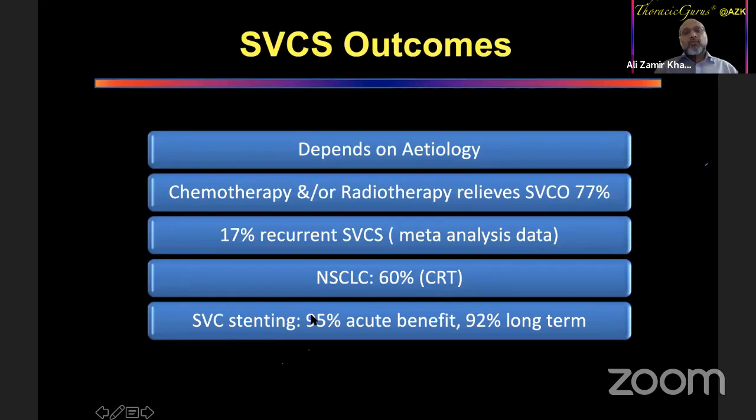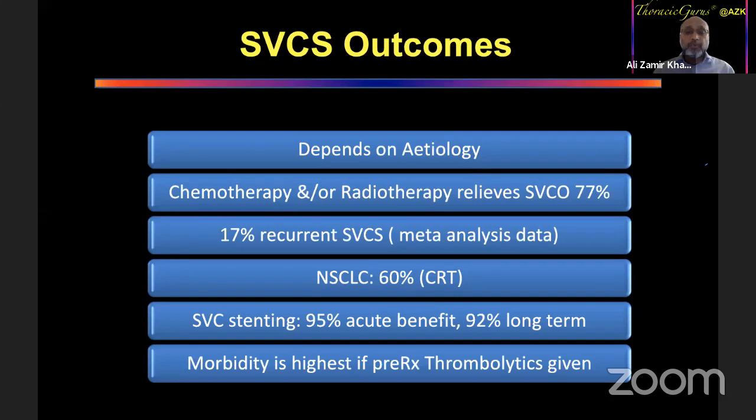SVC stenting works in 95% of people. Very, very good outcome, particularly when the patient is acutely compromised. And long-term as well, patency is maintained at 92%. So it's a very good technique and should be used if you've got a patient. But the problem, of course, is if the patient has been given pre-therapy thrombolytics. If they've been given pre-therapy thrombolytics, it really becomes difficult to do these procedures. And morbidity does go up. And that is what the literature states.